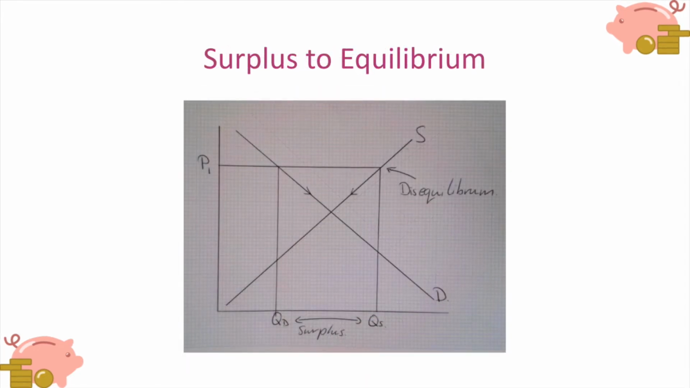This diagram shows the opposite situation. We've got disequilibrium here, but now because the price is above the equilibrium level. So we've got more being supplied to the market than is being demanded. So we've now got a surplus. So we've got inefficiency in this market because too much is being produced.